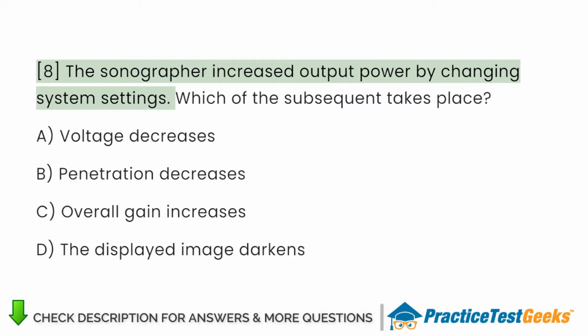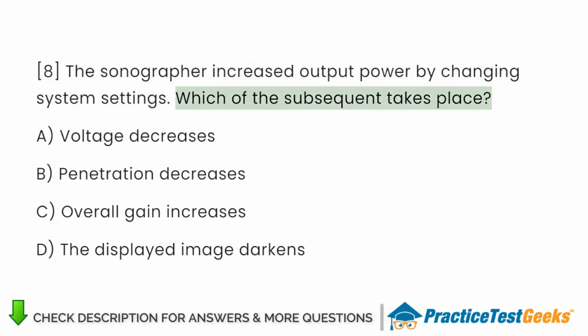The sonographer increased output power by changing system settings. Which of the subsequent takes place? A. Voltage decreases. B. Penetration decreases. C. Overall gain increases. D. The displayed image darkens.